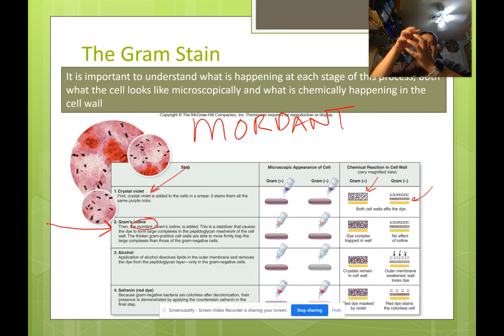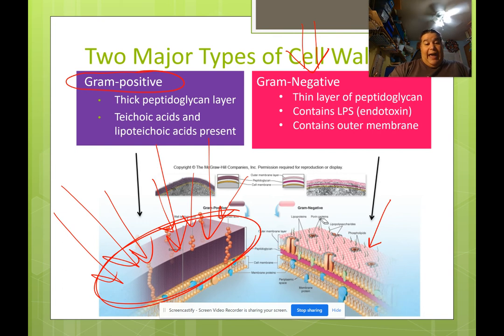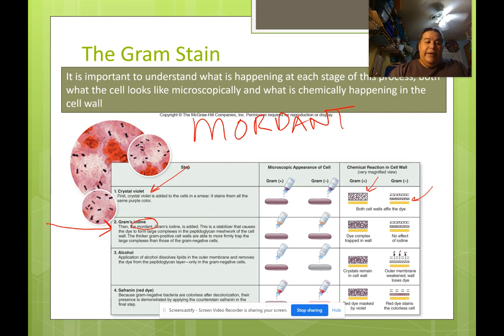So if I'm talking about making these big chunks of crystal violet stick together, it is definitely going to get more anchored into something thick like this than something thin like this. Okay? So when it comes to basically being able to stick and stay, because that peptidoglycan is so thick, it's a lot easier to get it to stay using that mordant, iodine, in my gram positive than in my gram negative, because the gram negative doesn't have that much peptidoglycan. So it is more firmly trapped in large complexes in the gram positive than in the gram negative. Okay.